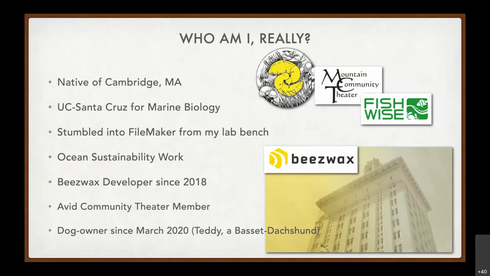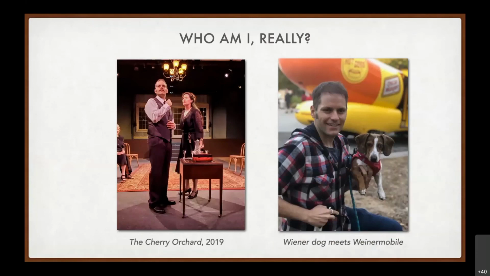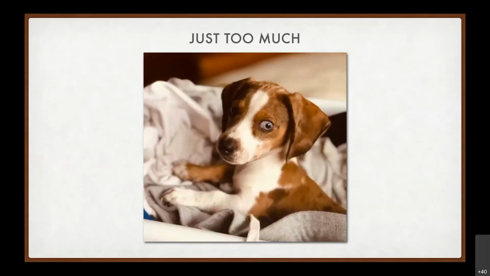And my wife and I got a dog last year, a pandemic dog, although we did get him right before the pandemic. His name is Teddy, and he is a Basset and Dachshund mix, which are two long, loud dogs, very low to the ground. There's a picture of my wife and I acting in The Cherry Orchard a year and a half ago. And that was the time that my wiener dog met the Wienermobile. That was a real special time. You can kind of see the family resemblance. And if that's not enough of the wiener dog for you, this is what he looked like when he was a puppy. Oh.